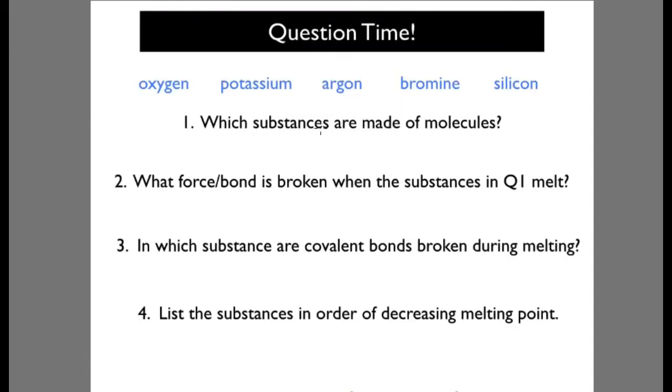Okay, let's see if you can answer these questions. Press pause and have a go. Right, which substances are made of molecules? So we know that oxygen and bromine are made of molecules.